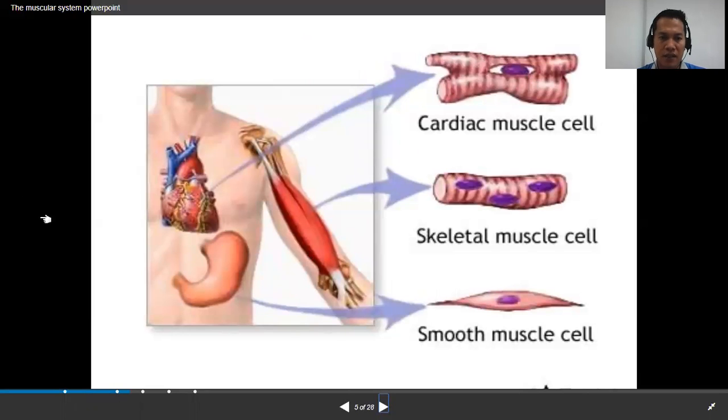All right, so this is the heart muscle. It looks like that. The muscle attached to your bone looks like this. And the smooth muscles, the muscles of your stomach, intestine, and other organs, are like this. Okay. Cardiac, skeletal, smooth. Don't forget.